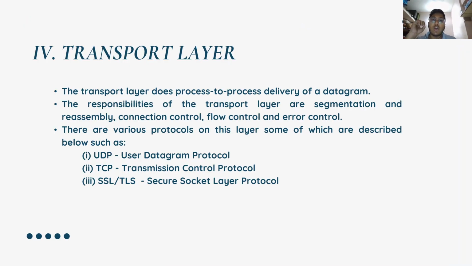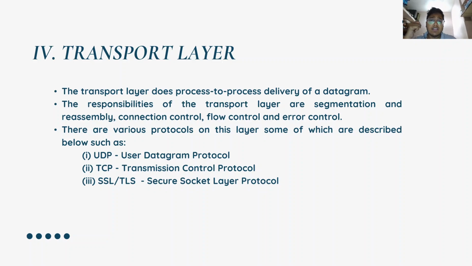Now when we are talking about the fourth layer of TCP/IP, it is the transport layer. It does process to process delivery of a datagram. The responsibilities of the transport layer are segmentation and reassembly, connection control, flow control, and error control.